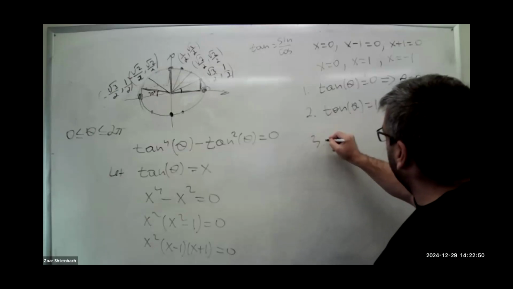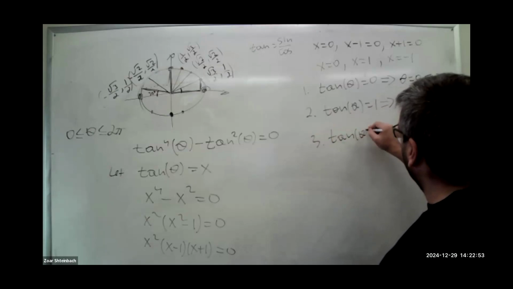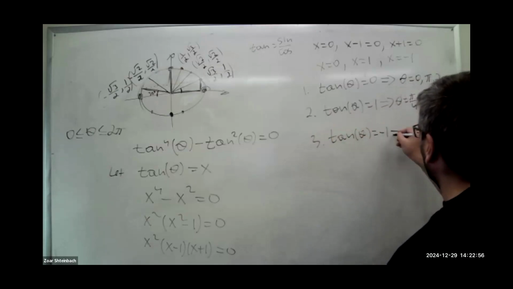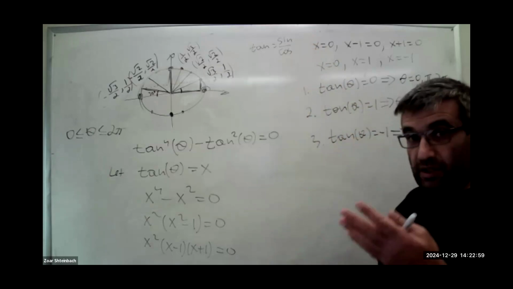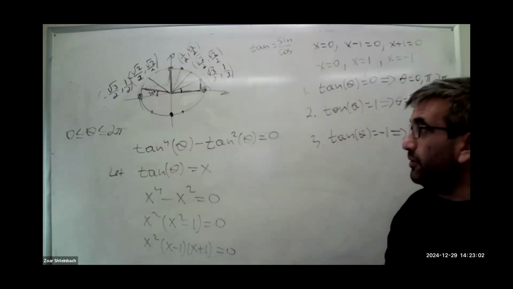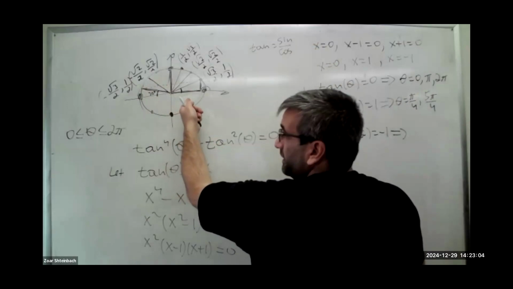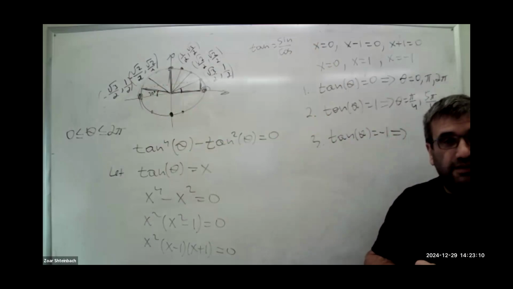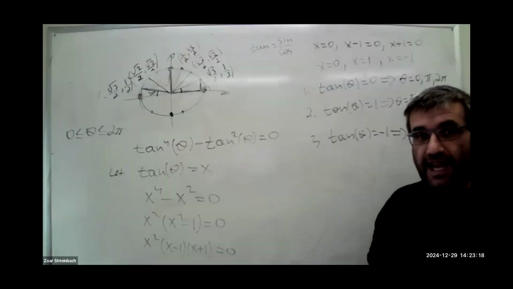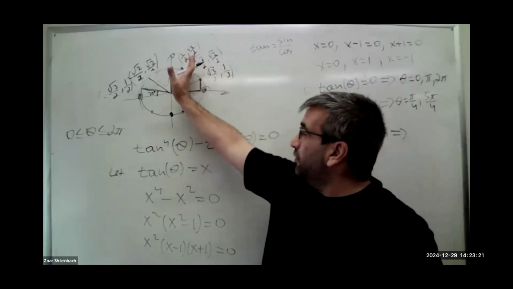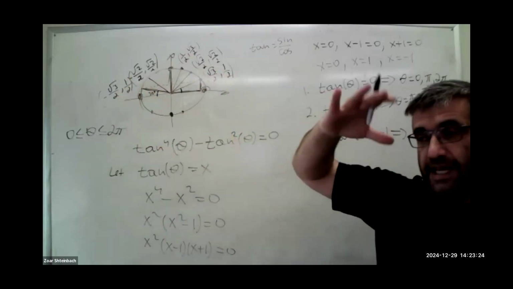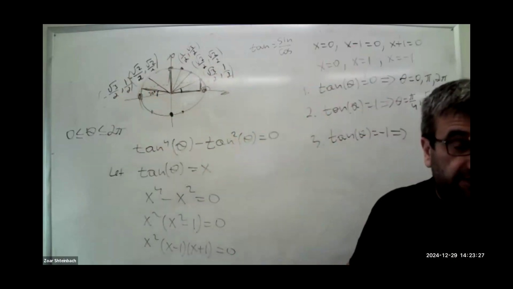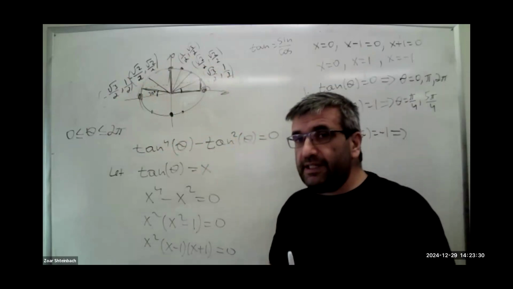Okay, the third case, negative: tangent theta equals negative 1, right? It means sine and cosine have opposite signs, so second and fourth quadrants. What angle? The reference angle is again 45 degrees. In the second quadrant, it will be 180 minus 45, 135, right? So we convert it to radians.